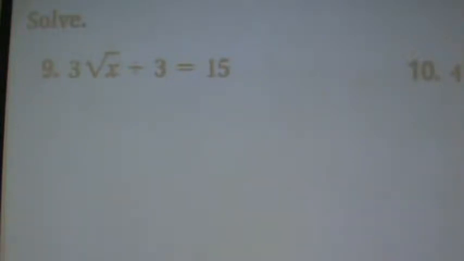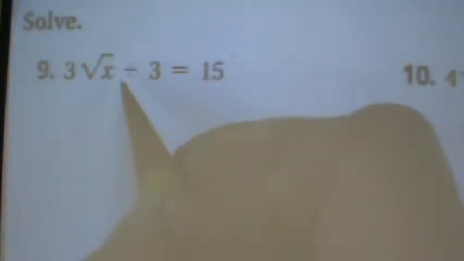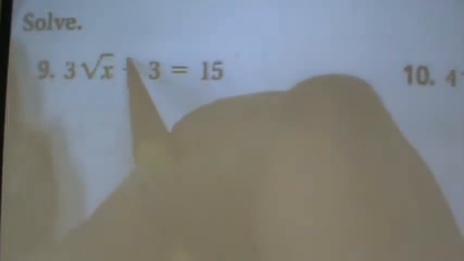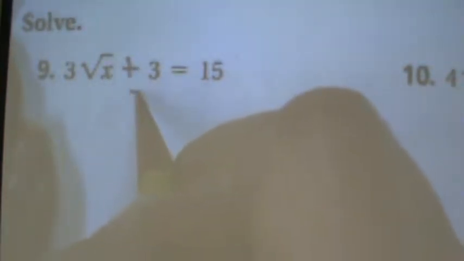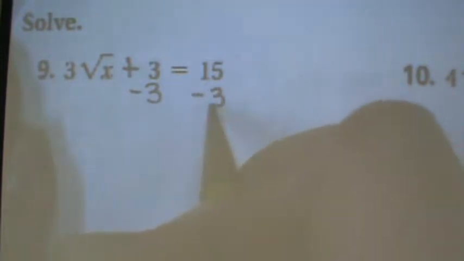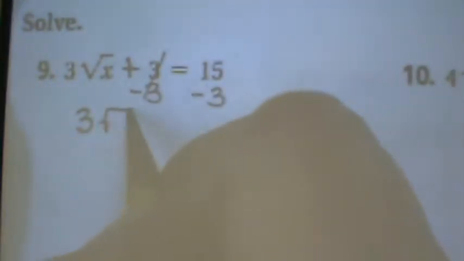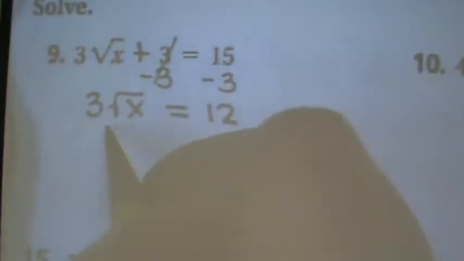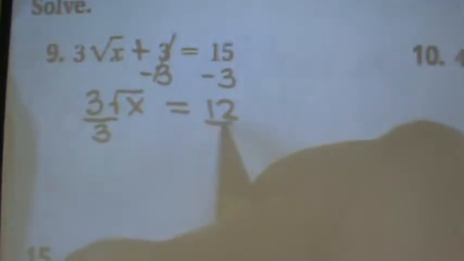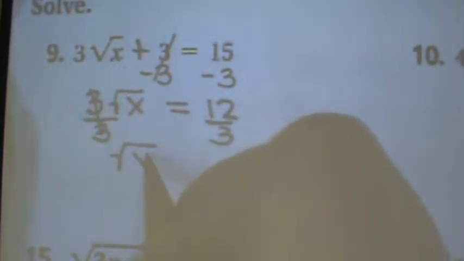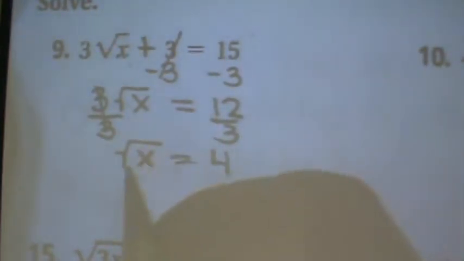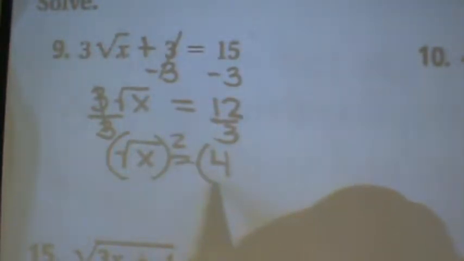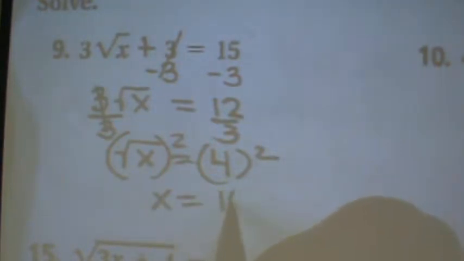Okay, this is homework for Algebra 2, section 6.5, problem number 9. We are solving for x, so we're going to first subtract 3. What's 15 minus 3? 12. Then divide both sides by 3. You get the square root of x is 4, then what? Square both sides, and your answer is 16.